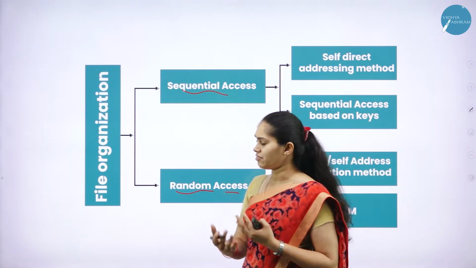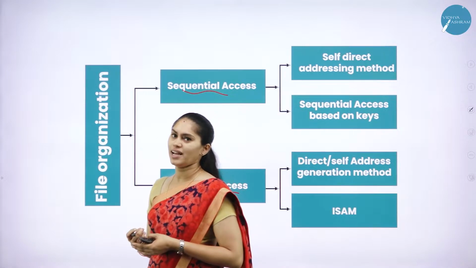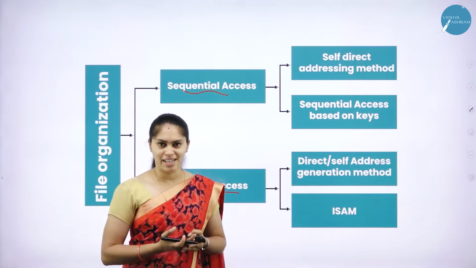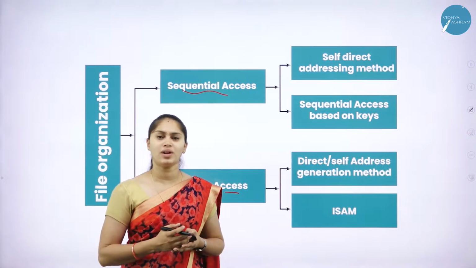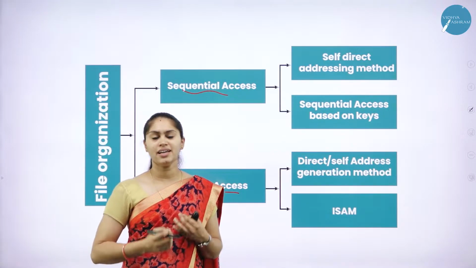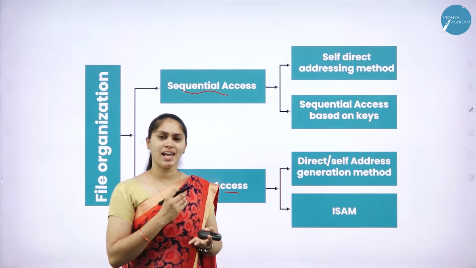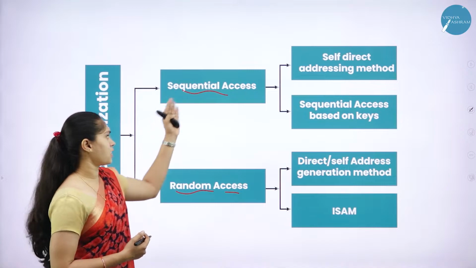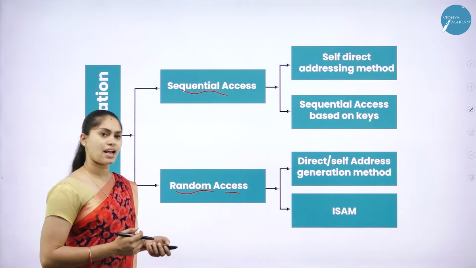Consider I have a file and I have content in that file. I want to access this. That can be for any purpose, like I want to modify the existing content, or add new content, or remove all the content. Whatever I want to do with a file, how can I do that? With the help of two methods. One is sequential access and another one is random access.